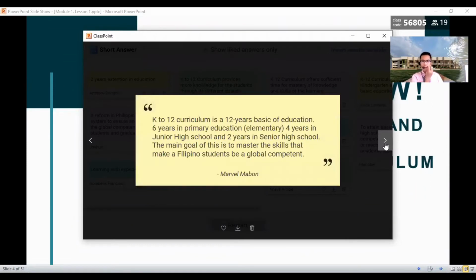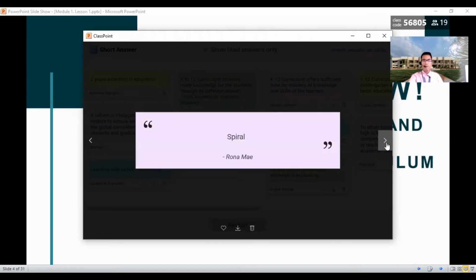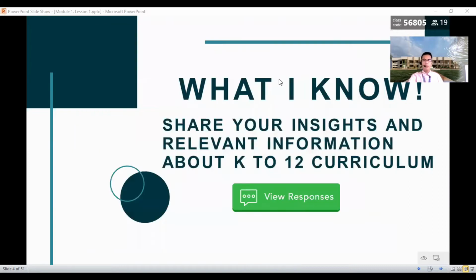Marvel says it is a 12-year basic education, 6 years in primary, 4 years in junior, and 2 years in senior high school. Ayan, eto na. From Miss Rona May, spiral. That is one thing, spiral siya. Ayan. So those are the responses, those are your insights, salient features about the K12 curriculum.